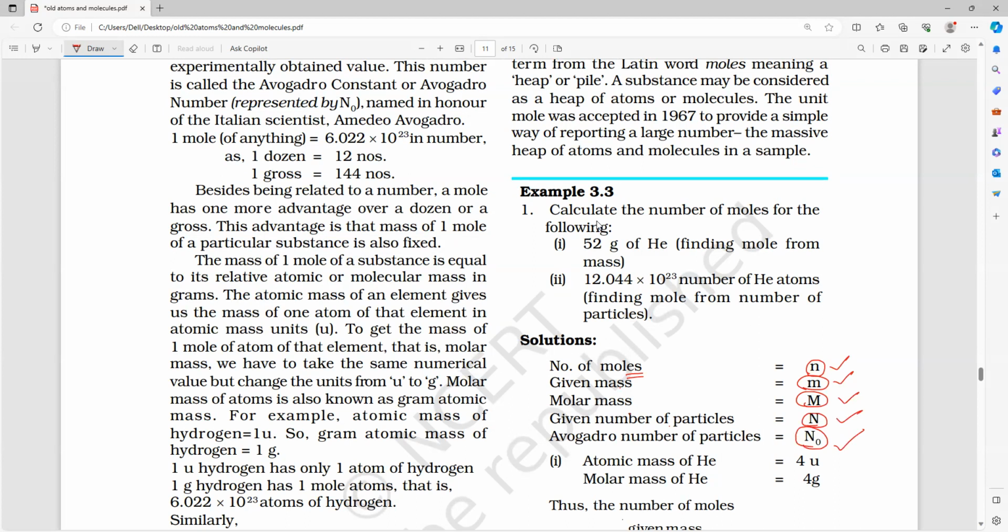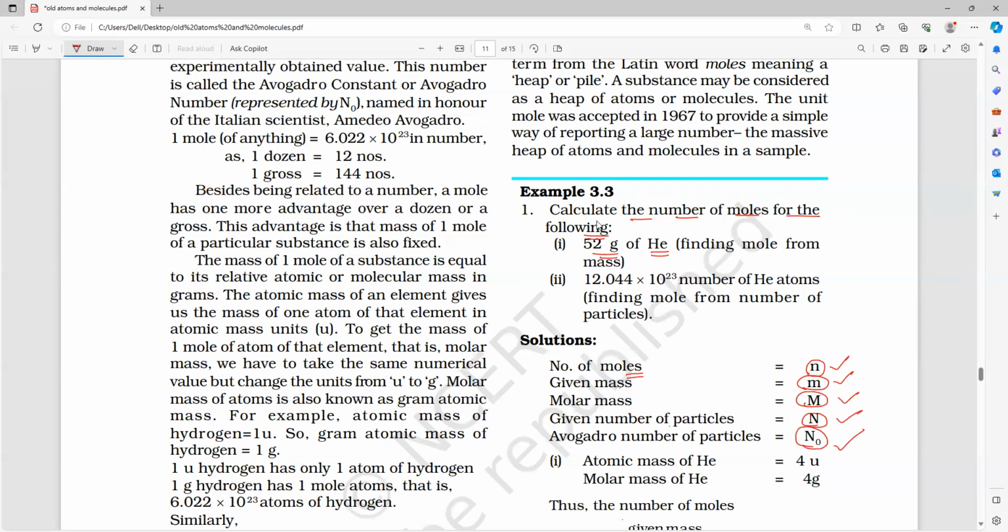Okay, now let us start. Calculate the number of moles for the following. 52 grams of helium. Write it, everybody, I will teach you. Write it, all of you. How much is given? 52 grams of helium.